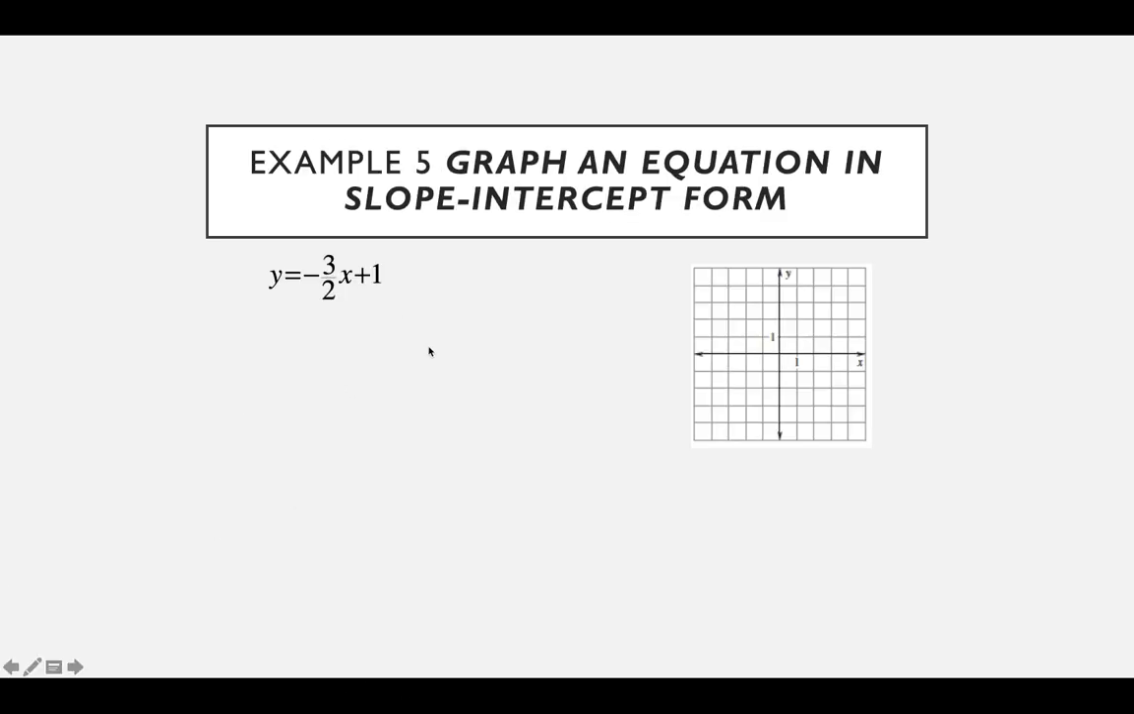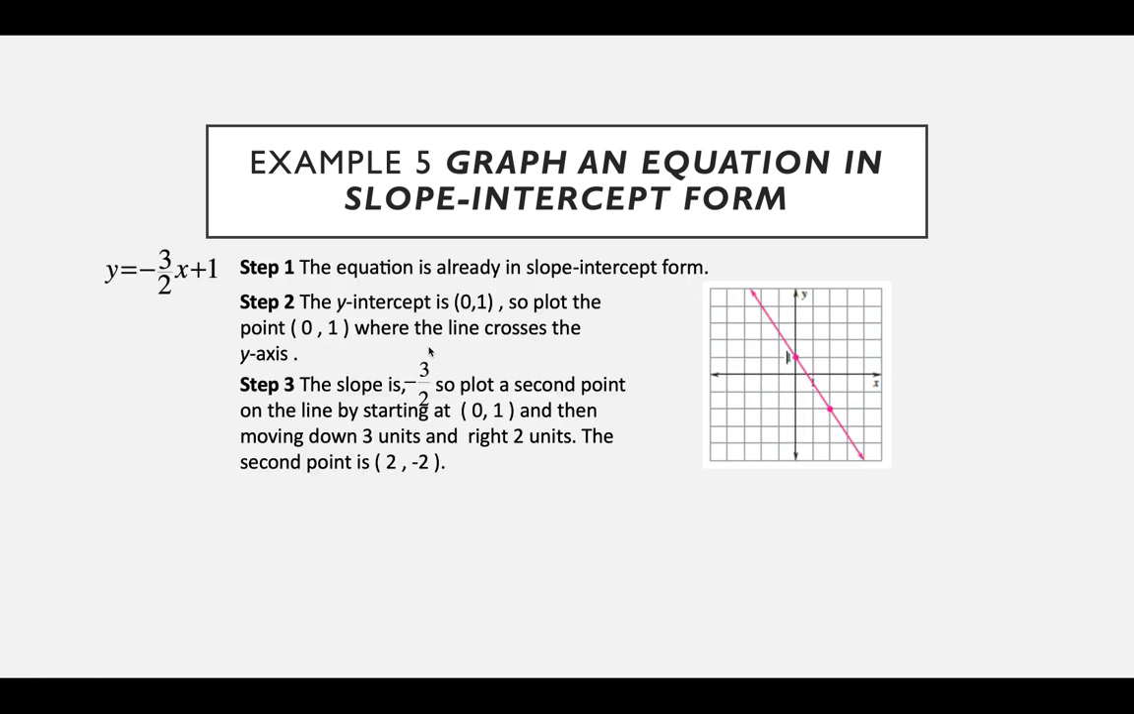All right, so I've got y equals negative 3/2 x plus 1. So my y-intercept is at 0, 1, so I plot that point, and then I apply the slope. So we're going to go down 3 and then over 2, and we get another point on the line. Okay, this makes sense because a negative slope goes up to the left, and remember, a positive slope goes up to the right.